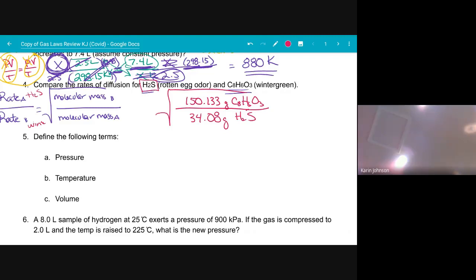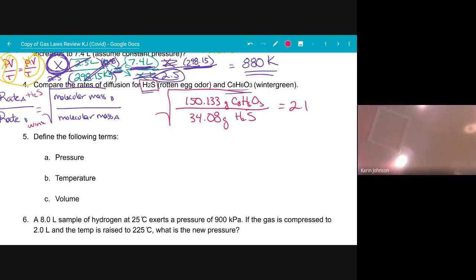So it's just 150.133, enter it in with me, divided by 34.08. And then I take the square root. My calculator is one of the old calculators, so you might want to type in the square root button first and then 150 point whatever over 34. But you should have gotten an answer. Oops, I got to do the square root. You should have gotten an answer like 2.10 or 2.1.